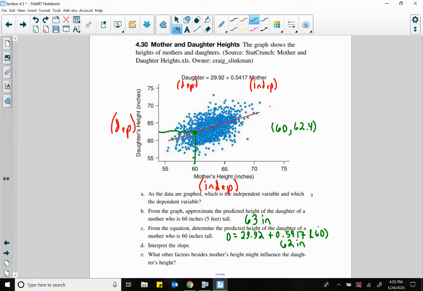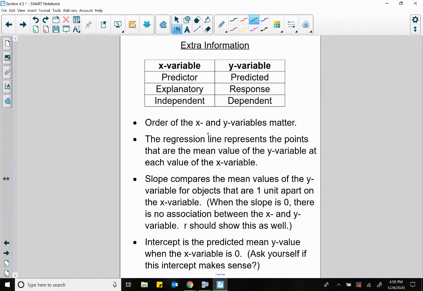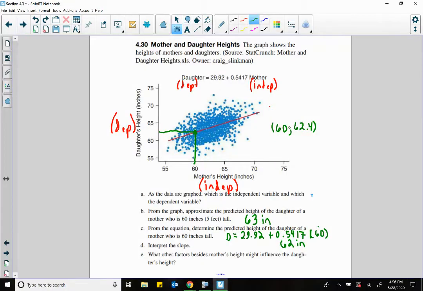What this means is that at the value of 60, this is the mean y value at that point. That's what I was talking about here. The linear regression line represents points that are the mean y value of the y variable at each value. So at the value 60, this is the mean y value. It took all these points that happened at 60 and found the mean y value for it. And that would be it.